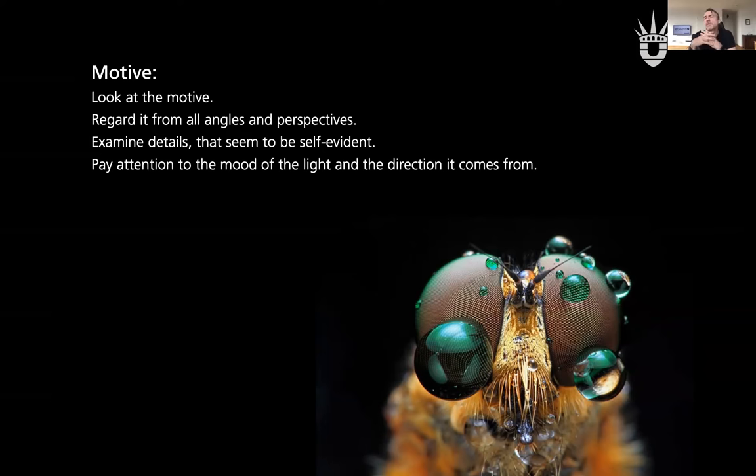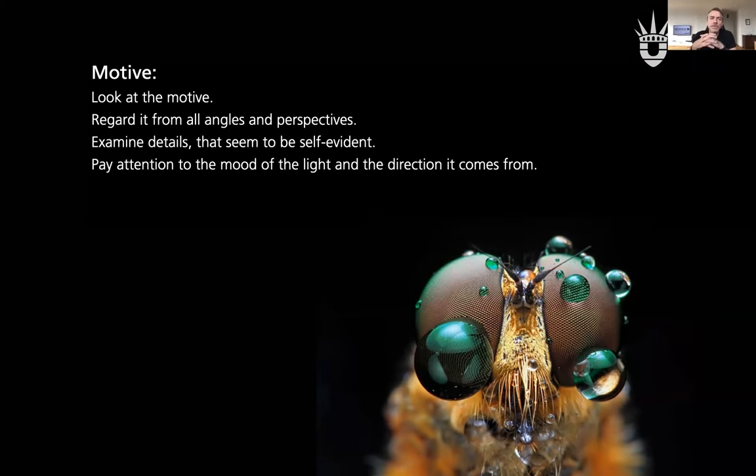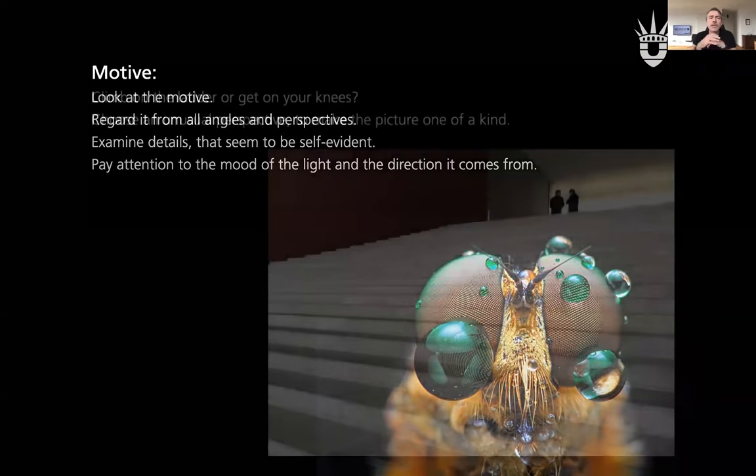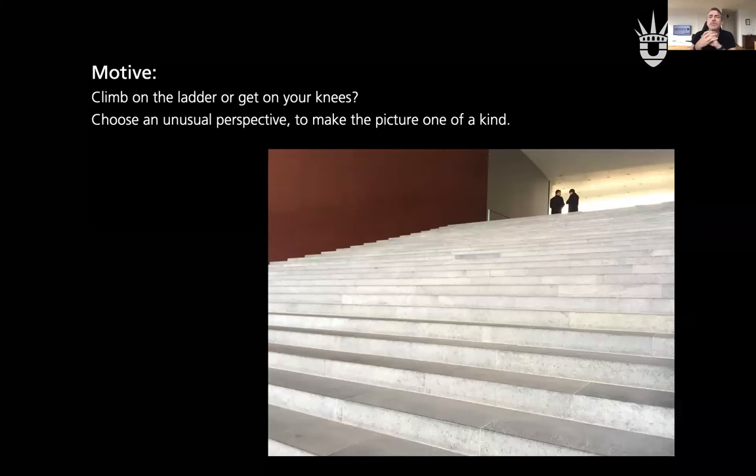And how do they do it? They look at the motif. They regard it from all angles and perspectives. They examine details that seem to be self-evident, and pay attention to the mood and the light and the direction it comes from. The light is so important for the picture, with the shadows but also with the coloring. And of course, you have to be brave if you want to be a good photographer.